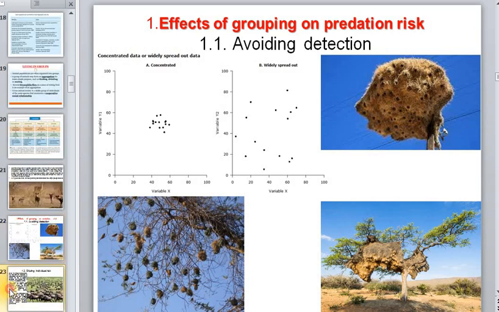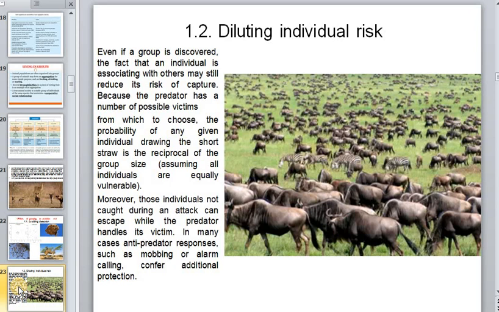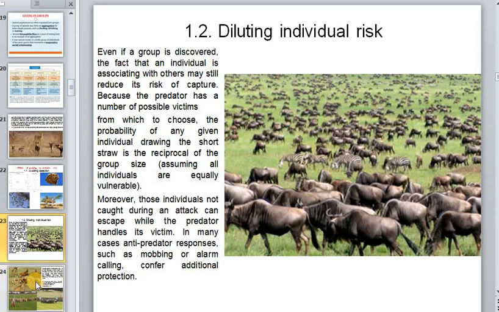Here we see one more example: diluting individual risk. Even if discovered, the fact that an individual is associating with others may still reduce its risk of capture, because the predator has a number of possible victims from which to choose, and the probability of any given individual drawing the short straw is the reciprocal of the group size. Moreover, those individuals not caught during an attack can escape while the predator handles its victim. In many cases, anti-predator responses such as mobbing or alarm calling confer additional protection.